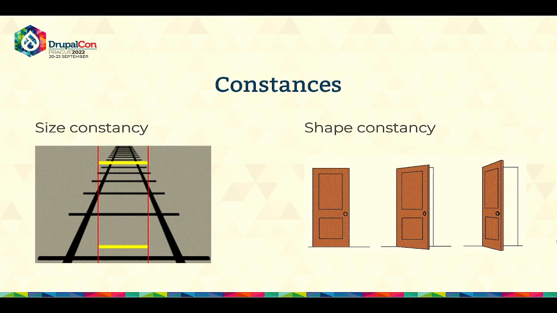And then we have shape constancy, where we can understand the shape of an object from different angles. Like we know that a door is a rectangle, so even if the image we receive in our eyes is not a flat rectangle, we still understand that it is a rectangle from a different angle.